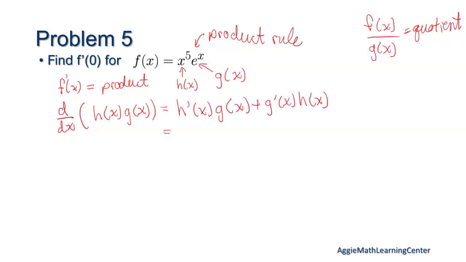So what's our derivative of h here? Just bring down the power and then subtract 1 from the exponent. Cool. And then that'll be times our g of x, and then plus, what's the derivative of e to the x? Yeah, this one's nice. e to the x is like your pal. And then that'll be times x to the 5th. Okay, cool. So now we have our f prime.